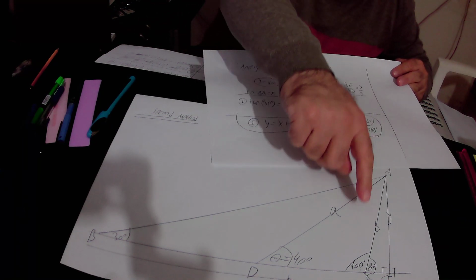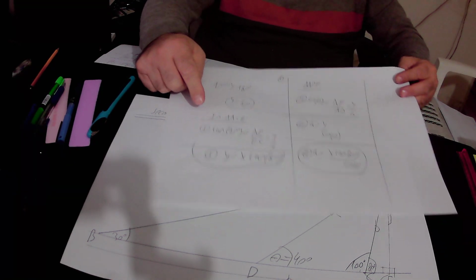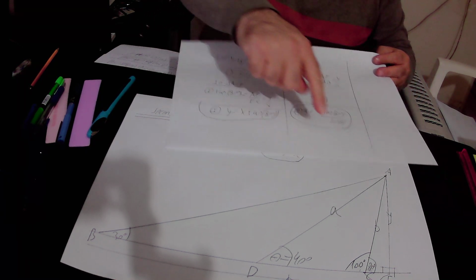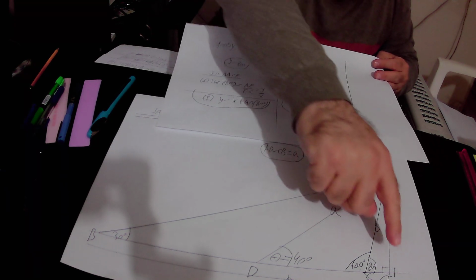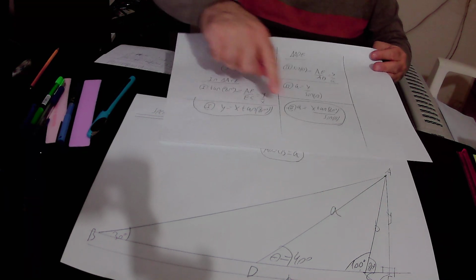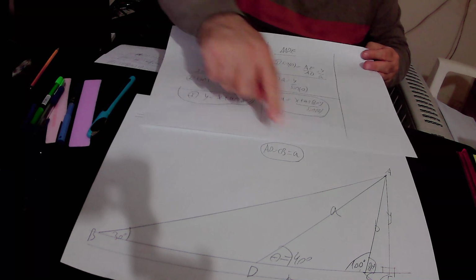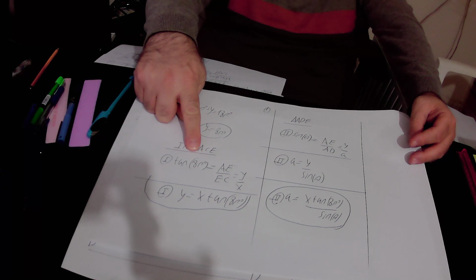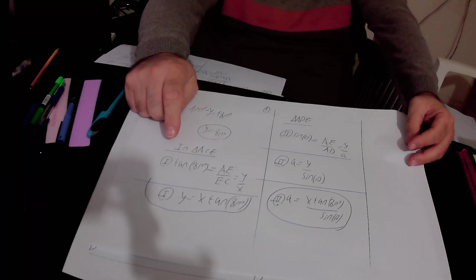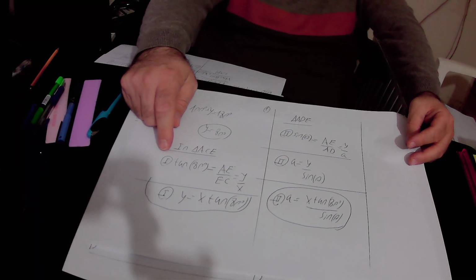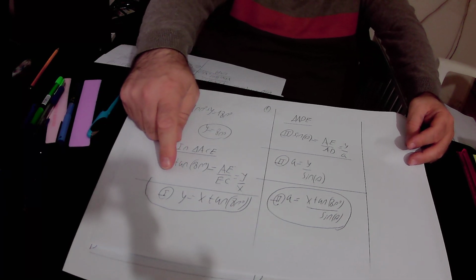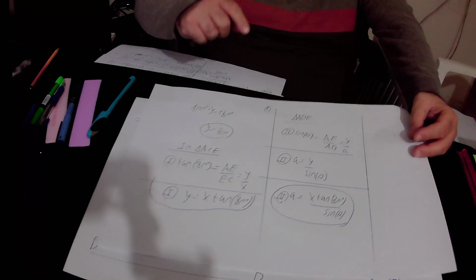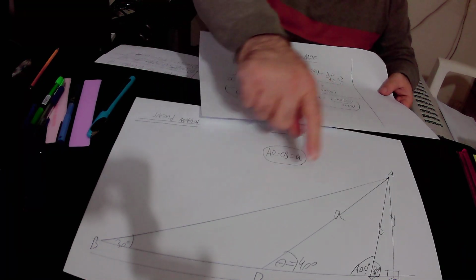Then we focused on triangle ACE. In the right triangle ACE, we know that tangent 80 degrees equals AE over CE. AE equals y according to our definition, and CE equals x according to our definition. So we found out that tangent 80 degrees equals y over x. We multiplied this equation number 1 by x, and we got that y equals x times tangent 80 degrees. Then we focus on the right triangle ADE.